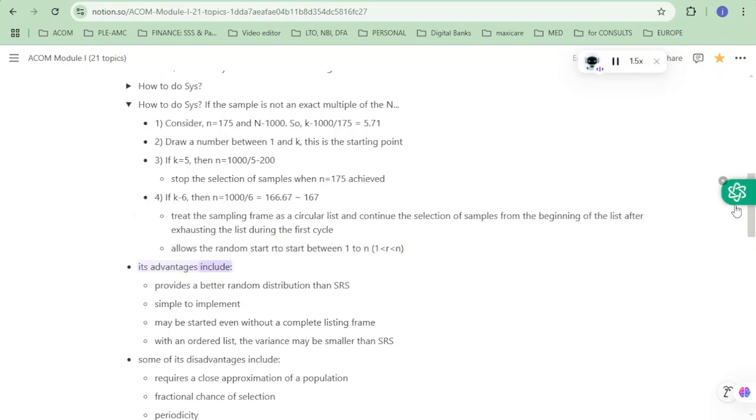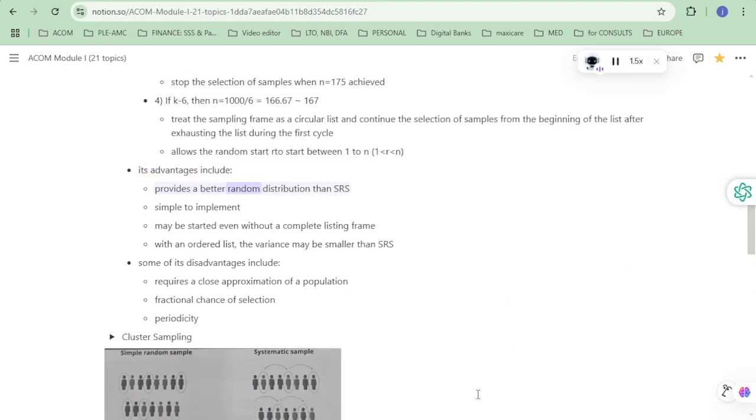Its advantages include: provides a better random distribution than SRS. Simple to implement. May be started even without a complete listing frame. With an ordered list, the variance may be smaller than SRS. Some of its disadvantages include: requires a close approximation of the population, fractional chance of selection, and periodicity.